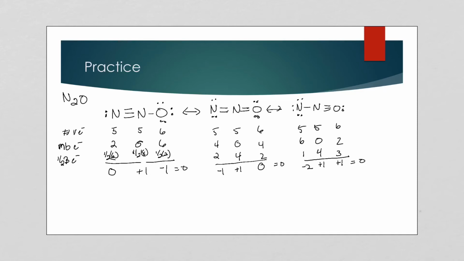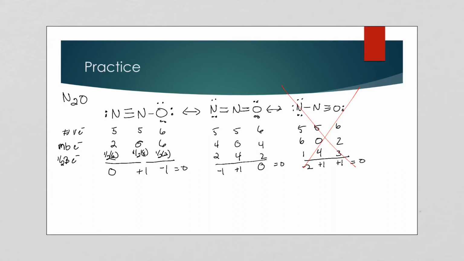So which one of these is the best? Well, it's kind of a process here, so let's just look at these formal charges. We see that in the first one we have formal charges on 2 atoms. Here we have 2 atoms. Here we have 3. So first thing we're going to do is eliminate this one, right? This is not the best structure.